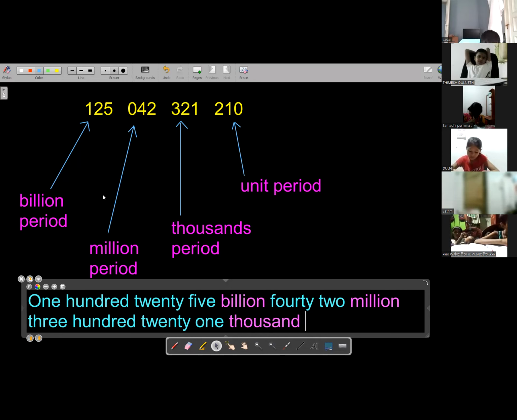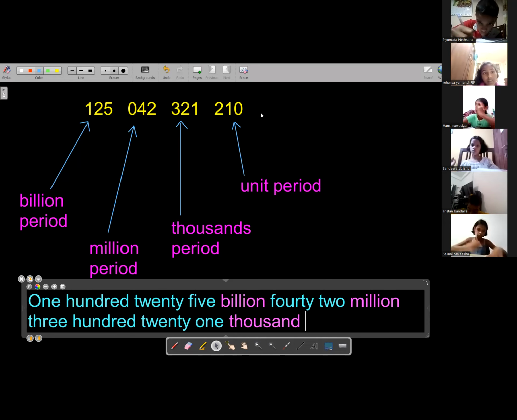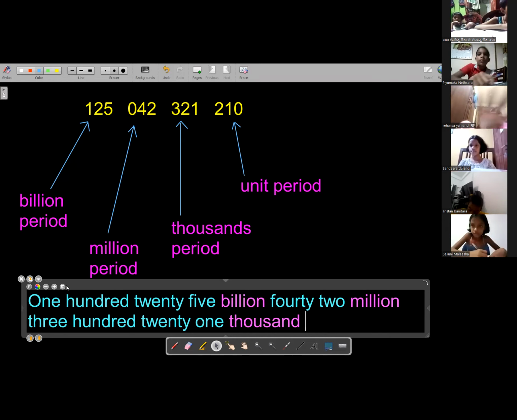Then I am going to the next period. Look at the next one. It is the unit period. Who can read this number? Hansi, can you read? Hansi Navodya, can you read this number? Yes, 210.